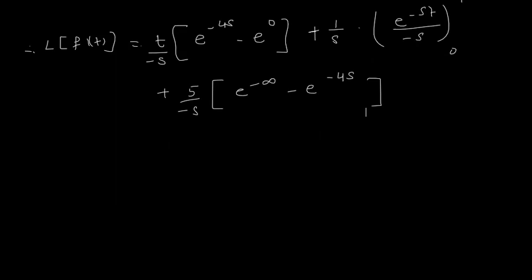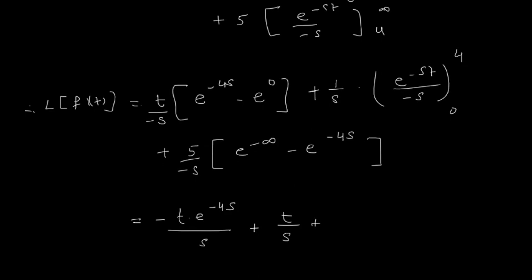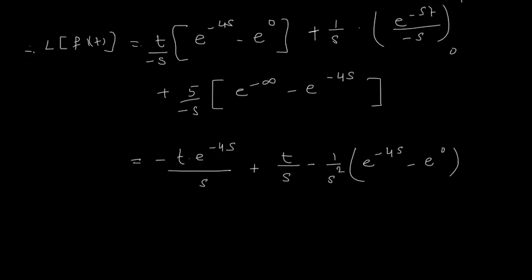Now let us see, this is equal to, now I will open the bracket, it is minus t into e raised to minus 4s whole divided by s, then plus e power 0 is 1, so it is plus t upon s, then here we have 1 upon s, inside we have e raised to, or what I will do, I will say minus 1 upon s square, that I will take out, here e raised to minus st, so it will be e raised to minus 4s minus e raised to 0, then here I have minus 5 upon s, then e raised to minus infinity.